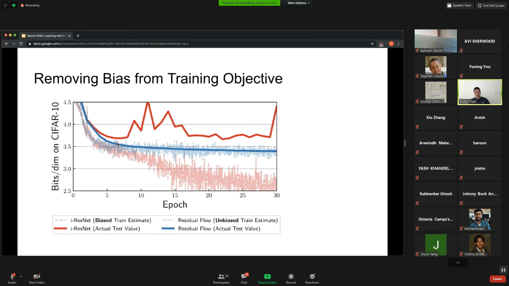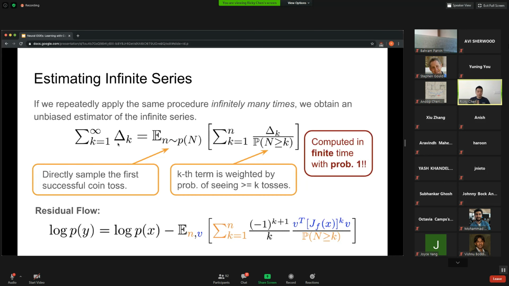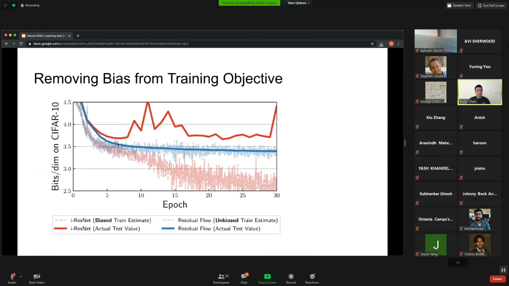All right, so another way to approximate this log p of y is to simply always truncate at a fixed n. But this is a biased estimator because it doesn't take into account any of the terms that are larger than n. So here's a comparison between training using that unbiased estimator with the Russian roulette and just training using a fixed truncation at some n equals 10.